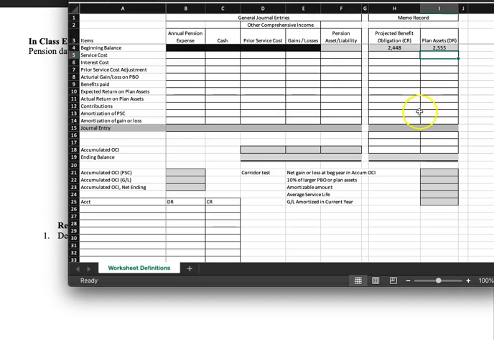Now, is this pension overfunded or underfunded? And how we know, remember, we net the two, and that tells us if we're overfunded or underfunded. We're overfunded if assets exceed the PBO. We're underfunded if the PBO exceeds assets.